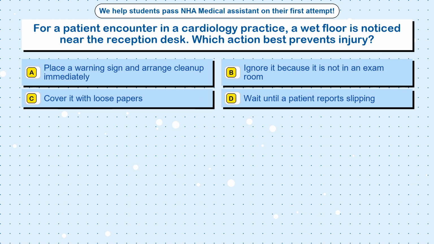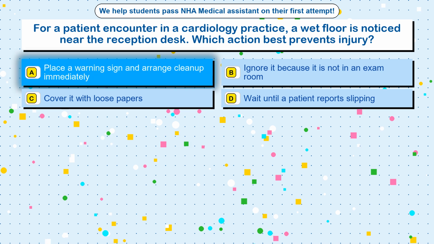Question 63. For a patient encounter in a cardiology practice, a wet floor is noticed near the reception desk. Which action best prevents injury? Option A, place a warning sign and arrange cleanup immediately. Option B, ignore it because it is not in an exam room. Option C, cover it with loose papers. Option D, wait until a patient reports slipping. The correct answer is option A, place a warning sign and arrange cleanup immediately.